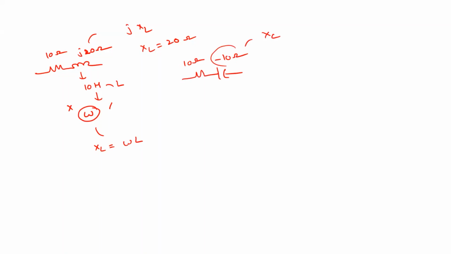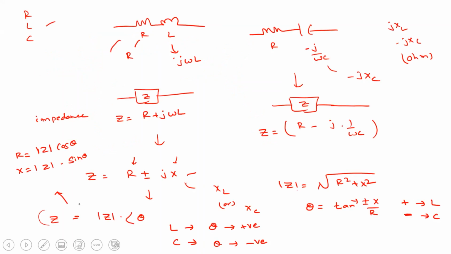It's clear. If capacitance is given in farad, in that case they will additionally provide the omega value. From that, you can calculate the minus j by omega C, which is its value. So it will be given as minus j10 ohm, something like that. Its units are ohm. So it can be represented either in polar form, rectangular form, or complex form.